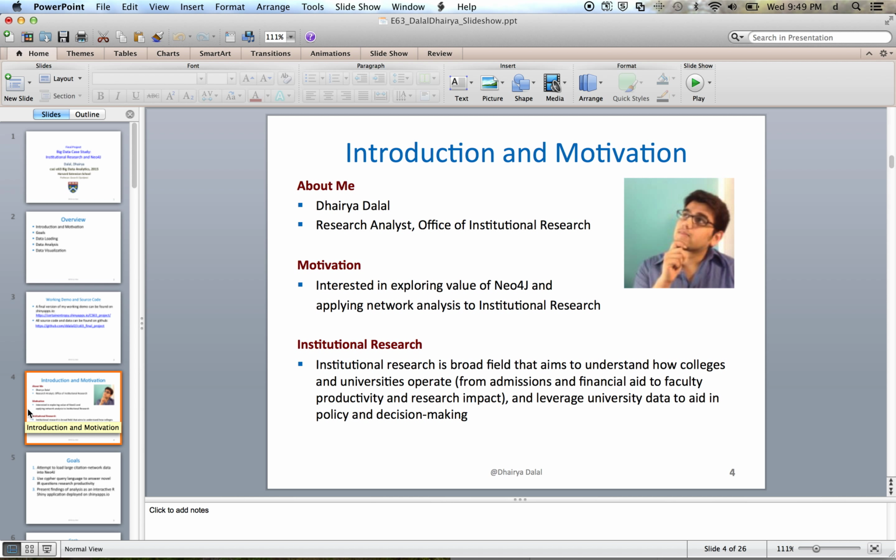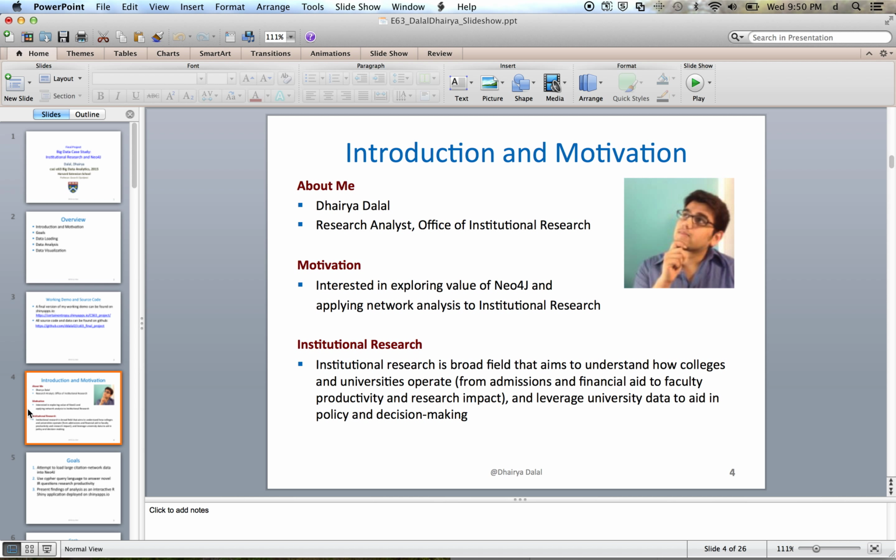Quick introduction to myself. My name is Daria. I am a research analyst within the Office of Institutional Research here at Harvard. I'm interested in exploring the value of Neo4j within the context of institutional research. In class, we really had a small example. We didn't get a chance to play around with Neo4j too much outside of a toy example of creating a few nodes, so I was curious to see if we could apply it to institutional research.